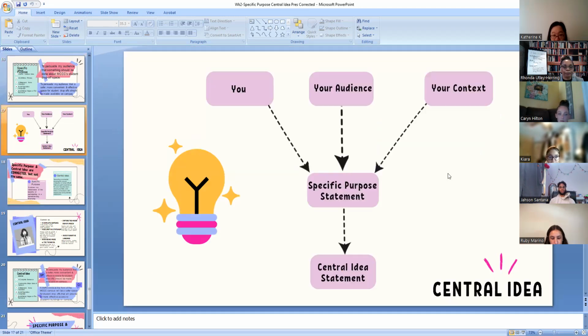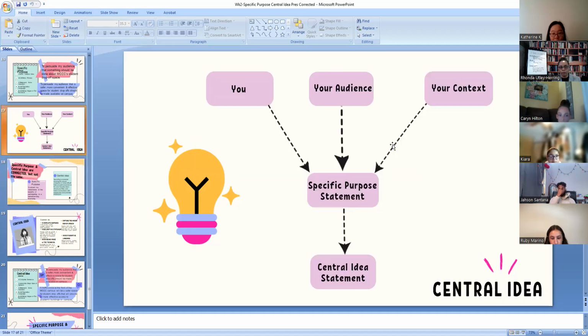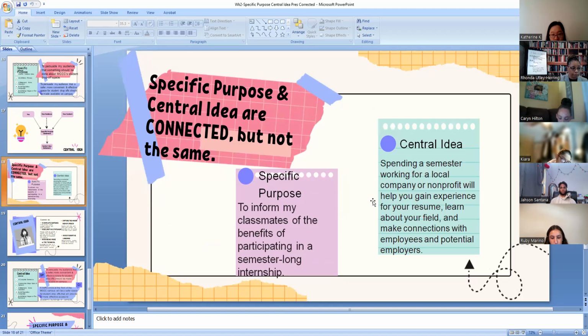Okay. So then we move to the central idea. You, your audience, and your context become your specific purpose statement. And from there, we generate our central idea. The specific purpose and the central idea are connected, but they're not the same.